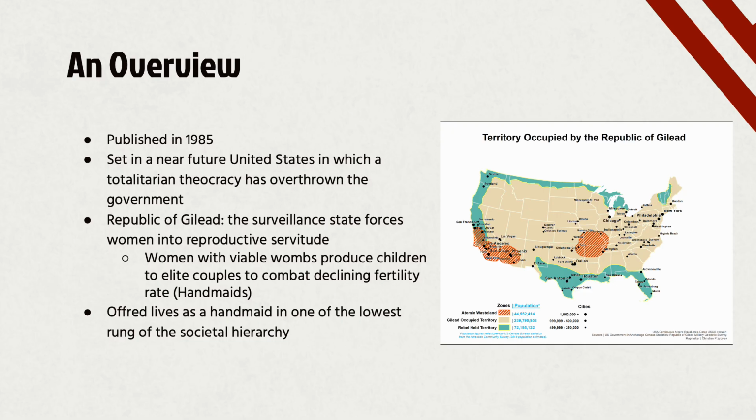And by reproductive servitude, I mean that women are tied to their biological value and their ability to produce children. So women qualified as handmaids are those that have viable wombs and can produce children, especially for elite couples. And the system is in place to combat declining birth rates.